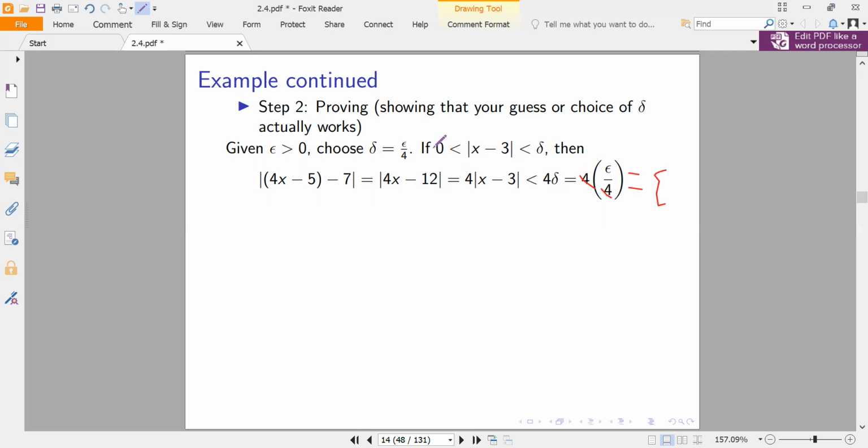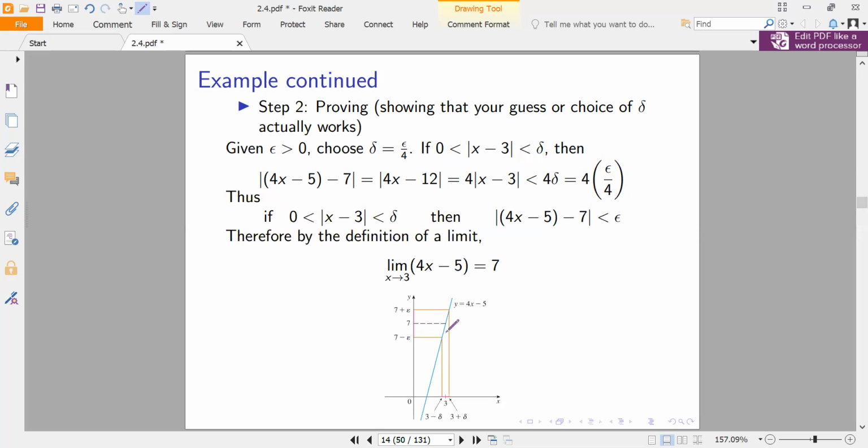To summarize, we said if the absolute value of x minus 3 is less than delta, then the absolute value of f minus L is less than epsilon. I'm just trying to emphasize this absolute value. So we have met the conditions for saying that L is the limit of f of x. We can conclude that if the absolute value of x minus 3 is less than delta, then f of x minus 7 will be less than epsilon.